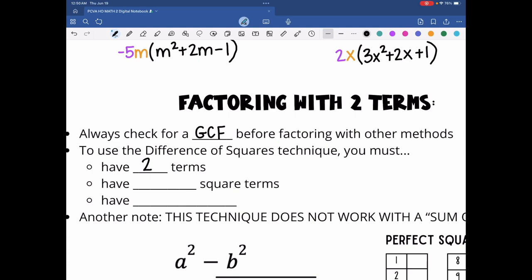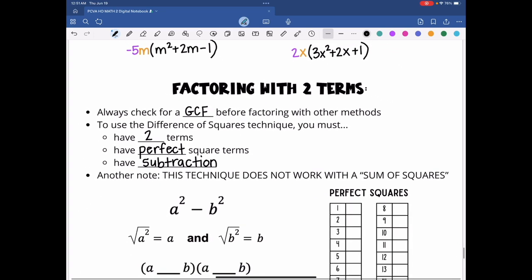I have to have perfect squares. Perfect squares are numbers like 1 squared is 1, 2 squared is 4, 3 squared is 9, 4 squared is 16, and so forth. We'll go over a few of those in a minute. And the last thing is it's called difference of squares because it has to be subtraction. So it can only be 2 terms, it has to have perfect squares, and it has to be subtraction, which is why it's called difference of squares.